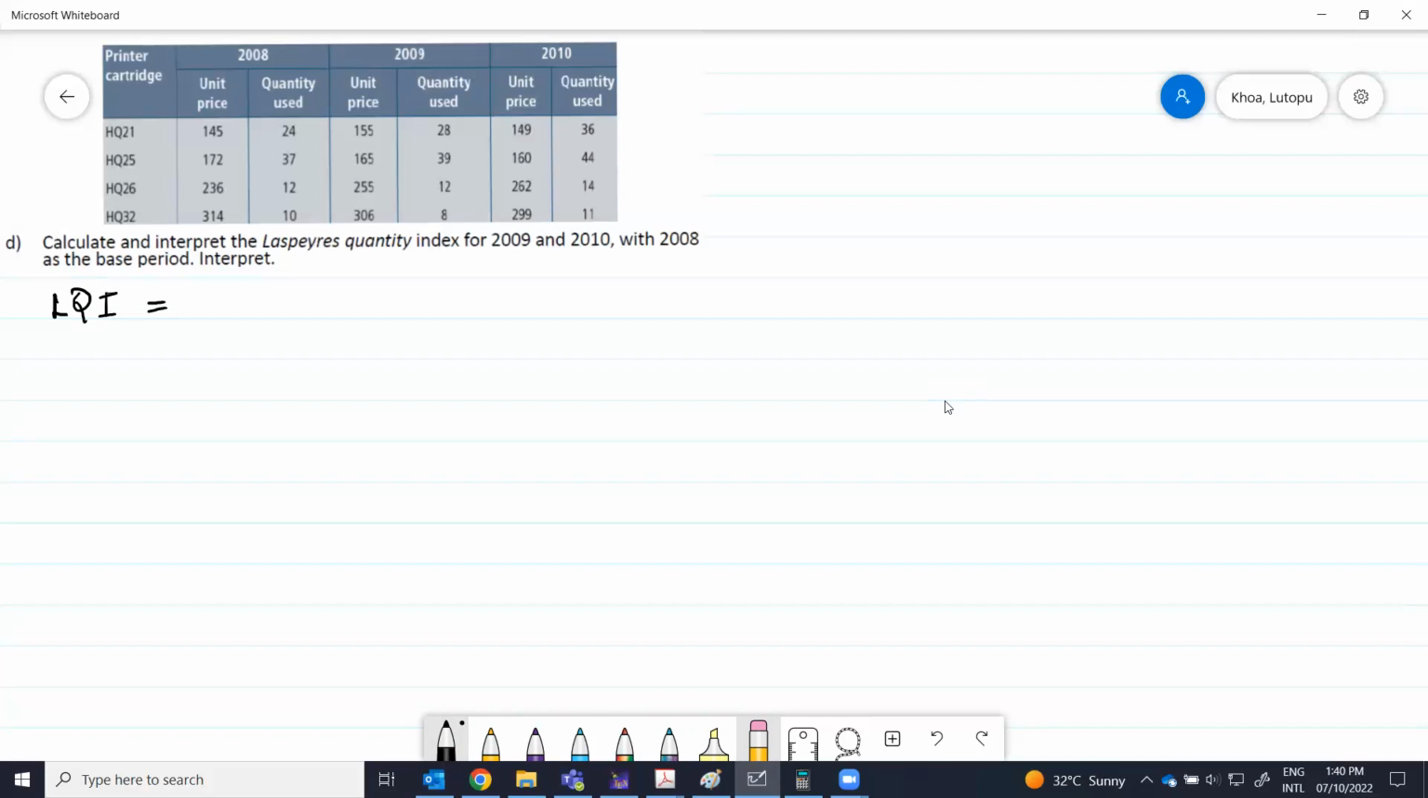Quantity index, this is for 2009. Okay, so 2008 is my base period, so this is my P0 and Q0. This will be my P1 and Q1. So remember, quantity, it's Q1 over Q0, and then Laspeyres keeps the base price constant, so it's not current, base. Then times 100.